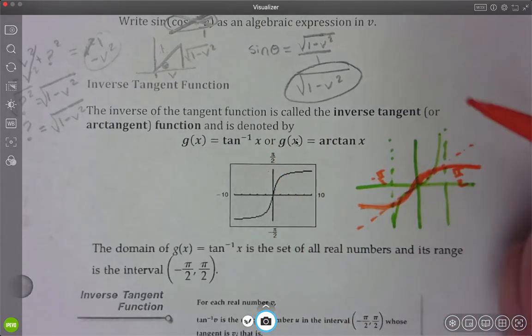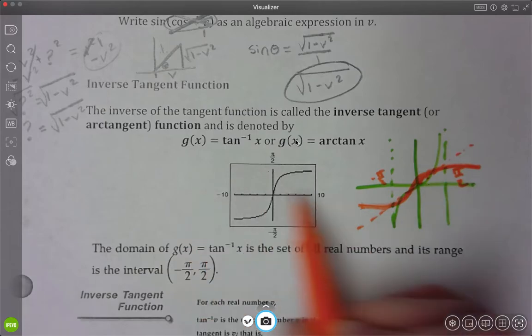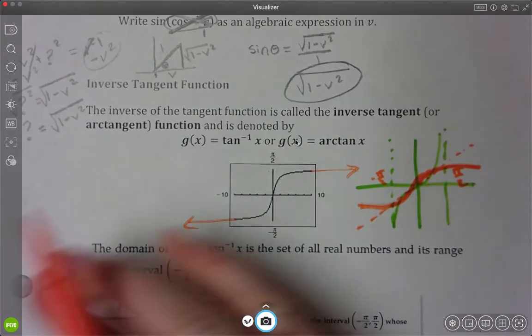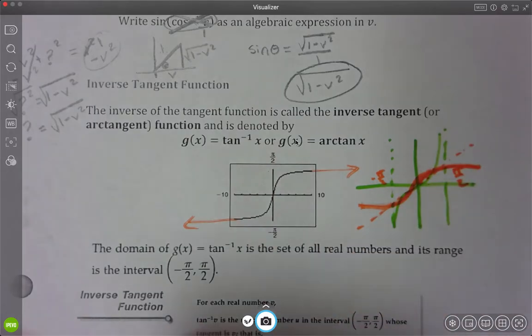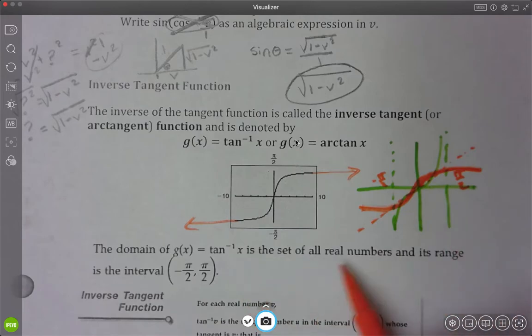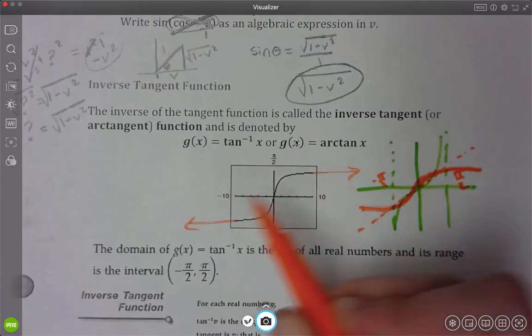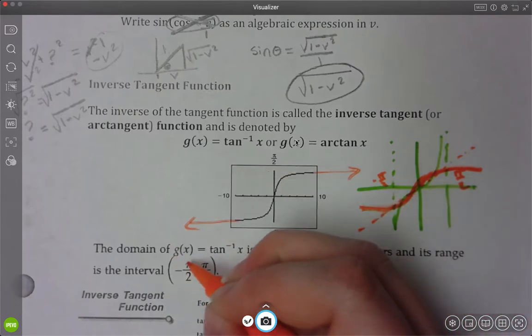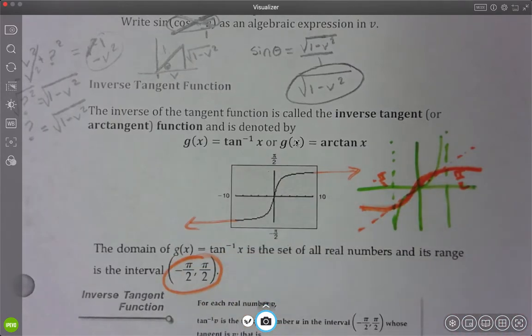And then they just went negative 10 to 10 because it will continue to go on forever this way and forever that way. It's not from negative 1 to 1 like the other ones were. So there's how that works. The domain is the set of all real numbers because it's going to go forever to the left and forever to the right. But the range, they're going to chunk it off and just do from negative pi over 2 to positive pi over 2.